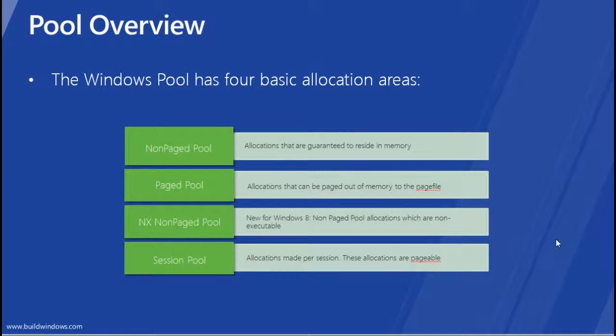The Windows pool has four basic allocation areas. Non-page pool, which contains allocations that are guaranteed to reside in memory. Page pool, which contains allocations that can be paged out of memory and to the page file. Paged pool allocations are by default non-executable. In Windows 8, we've introduced a new type of pool that provides the same non-executable protection for non-page pool allocations, the NX non-page pool. Then there's session pool, which contains allocations that are made per session. These are primarily graphics related and also for drivers that are shared across sessions, like your keyboard and mouse driver.